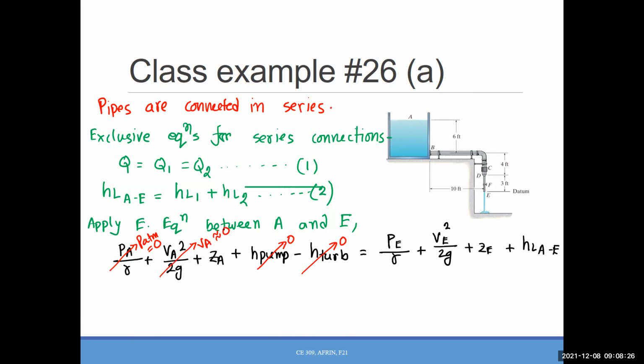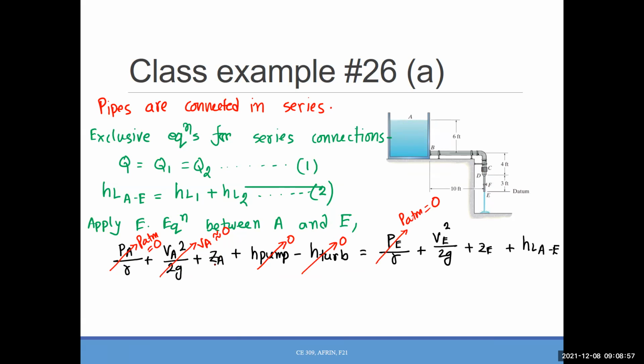The velocity is almost 0 because it's a big open reservoir, and if you compare the velocity at A and E, the velocity at A will be maybe 100 times lower than the velocity at E. So that will not make that much difference. Okay, what about PE? The pressure at E, it's open to atmosphere again, so it will give you 0.